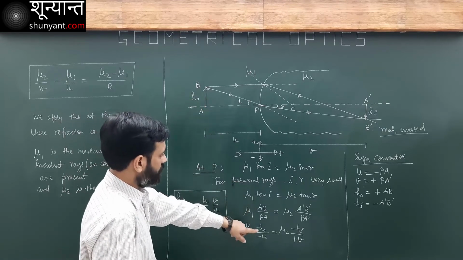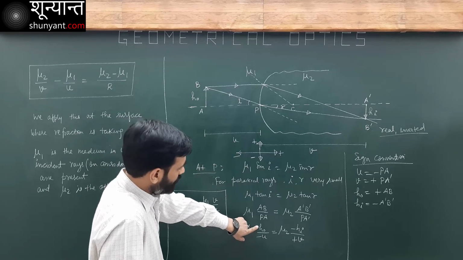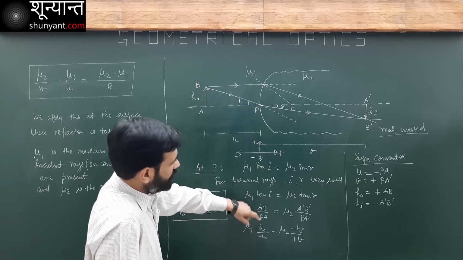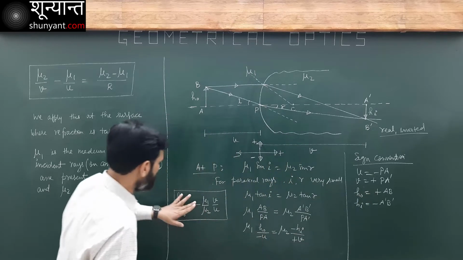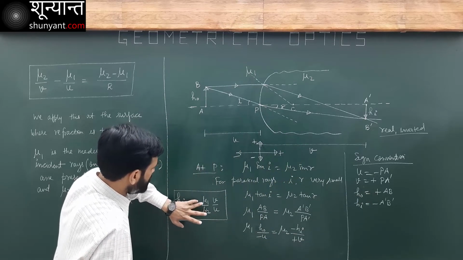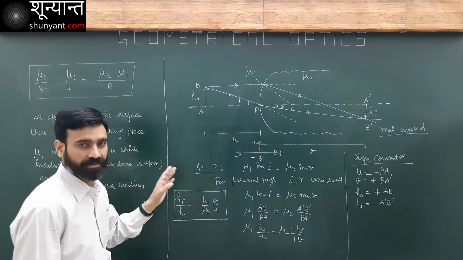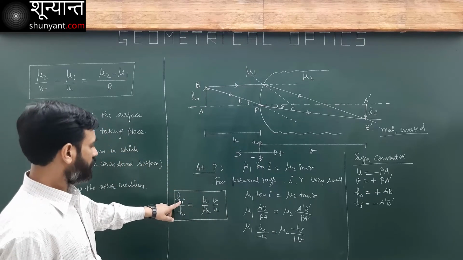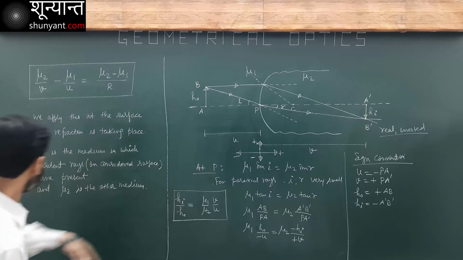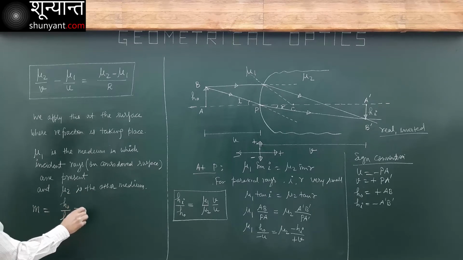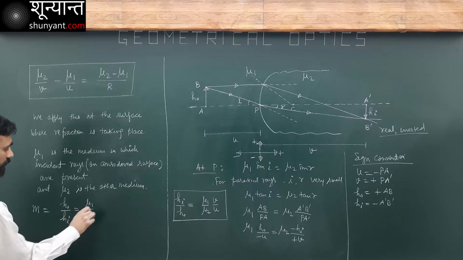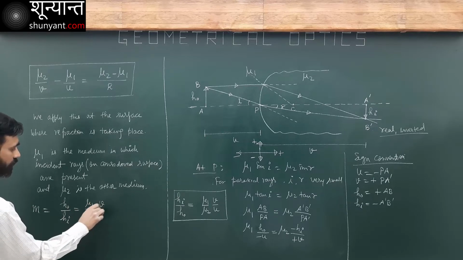AB plus, okay. No, this is not minus, this is plus. AB is HO, height of object. It should be plus here. That means it gets values like this. So it is like this. No minus sign. Just this. This is magnification. Magnification is height of image over height of object, which is equal to mu1 over mu2, V over U.